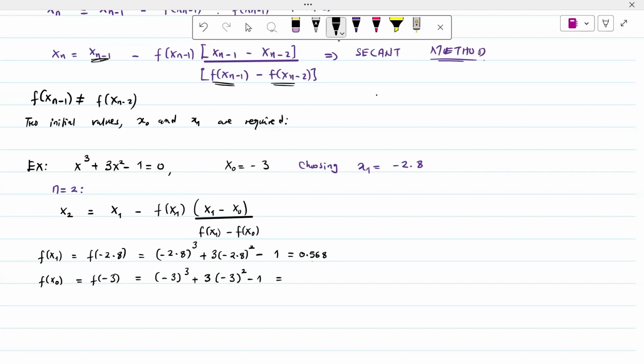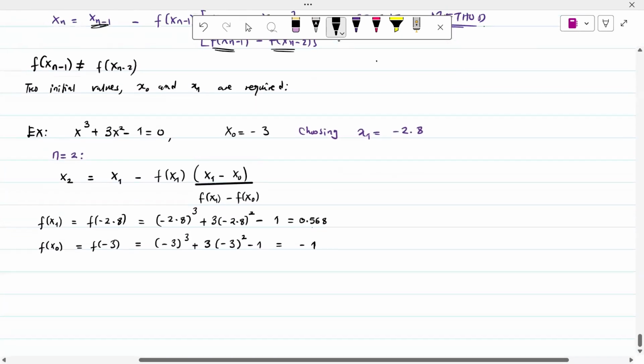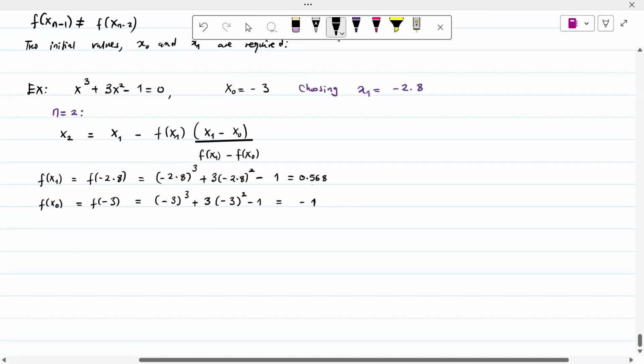So this is negative 1. We all know this, so it's negative 1, isn't it? Okay, now we have everything. We can now substitute, find x2. So our x2 will be equal to, what is our x1? Our x1, we chose negative 2.8.